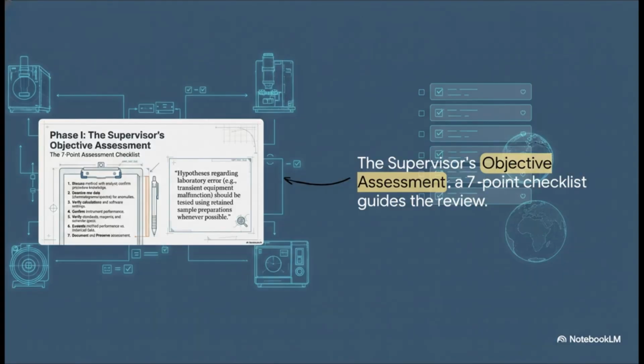All right, from the analyst, the baton gets passed to the laboratory supervisor. Their job is to conduct a prompt and, very importantly, an objective assessment. This 7-point checklist is basically their roadmap. They're going to dig into everything: the raw data, the calculations, the instrument performance, to see if there's a clear, assignable cause right there in the lab.